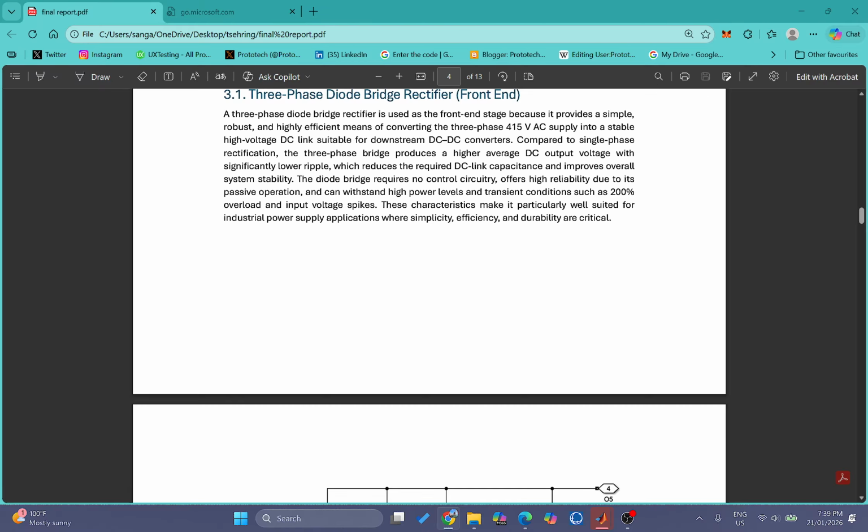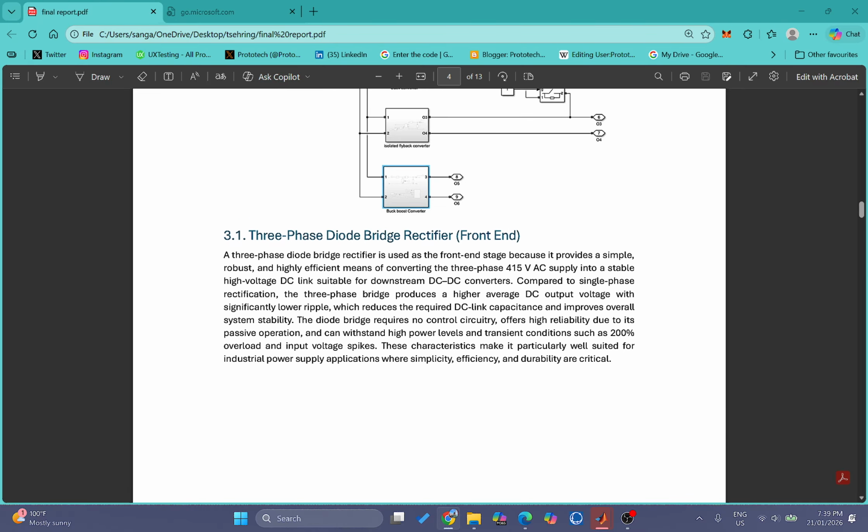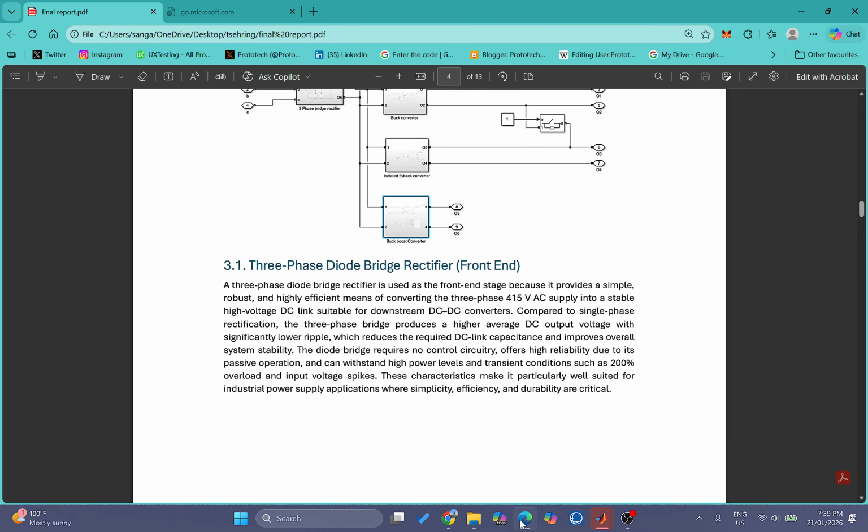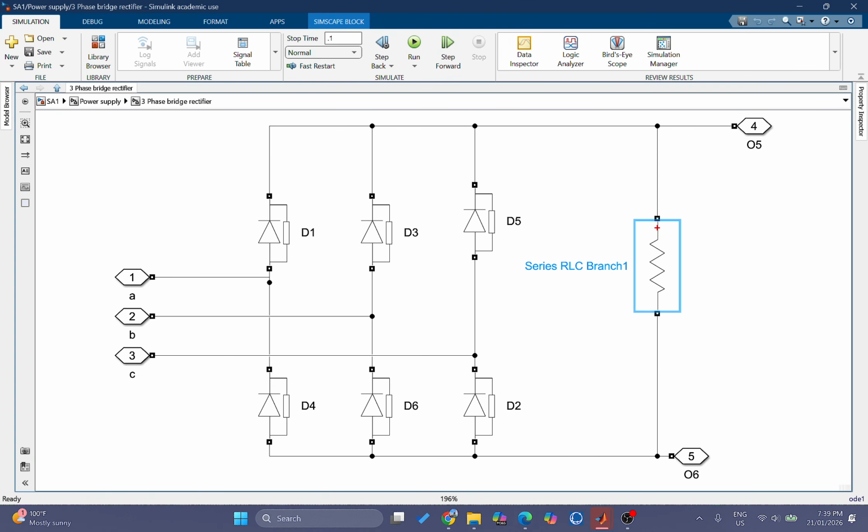Now moving into the details of a diode. The calculated peak inverse voltage is around 587 volt, and considering a 20% input voltage spike, the peak inverse voltage comes to approximately 704 volt.